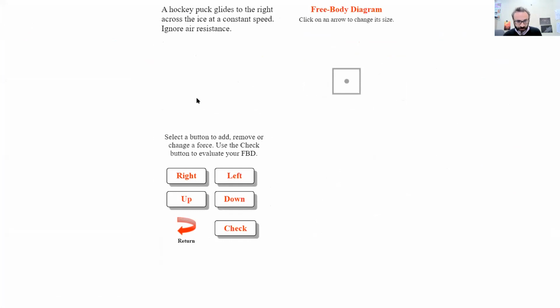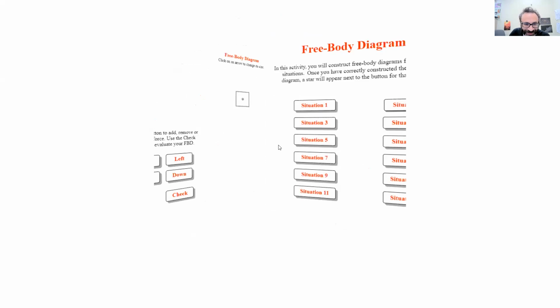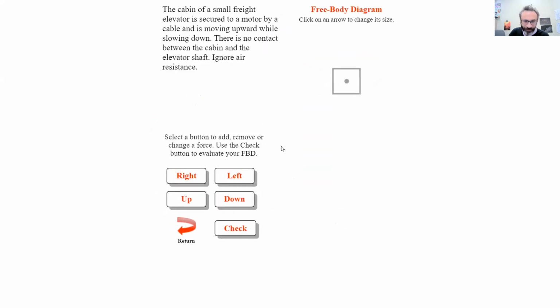So here we go. Let me try a different one. Okay, it looks like a good one to start. This one says the cabin of a small freight elevator is secured to a motor by a cable and is moving upwards while slowing down. There's no contact between the cabin and the elevator shaft. Ignore air resistance. All right, and so it's our job to draw the free body diagram of this situation.